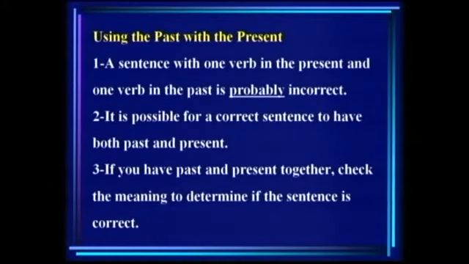Now, using the past with the present، ايه بقى اللي ممكن استعمل فيه الماضي مع الحاضر؟ طيب نقول اولا a sentence with one verb in the present and one verb in the past is probably incorrect. غالبا ما بتكون غلط. But it is possible for a correct sentence to have both past and present. زي اللي فاتت دي I know that he took my car yesterday. If you have past and present together, check the meaning to determine if the sentence is correct. لازم اخد بالي من المعنى عشان احدد اذا كانت الجملة صح ولا غلط.